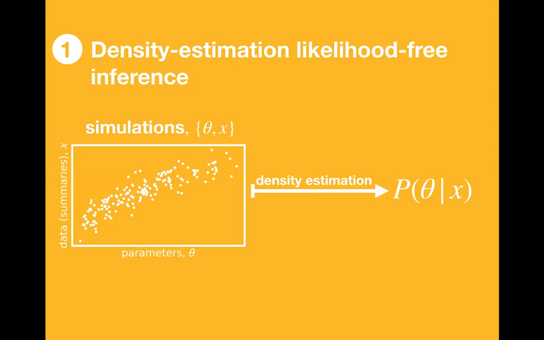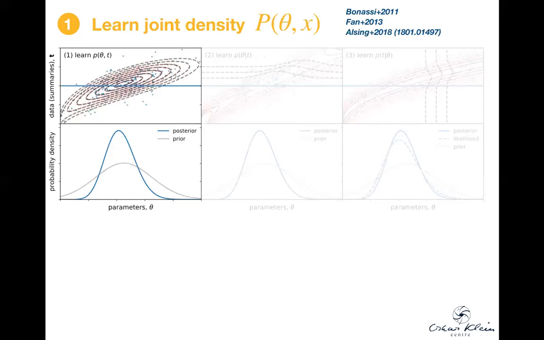Okay, so those of us that think about density estimation LFI, we say, okay, we can do simulations and draw data and parameters from their joint distribution. So the question is, how do we do density estimation on this simulated cloud of points to extract the posterior in the most sensible way? Broadly speaking, there are three ways that one might go about this. The most obvious thing you might do is just draw parameters and simulated data and fit the joint density, okay? And then if you take a slice through that at your observed data summaries, then you get your posterior out.